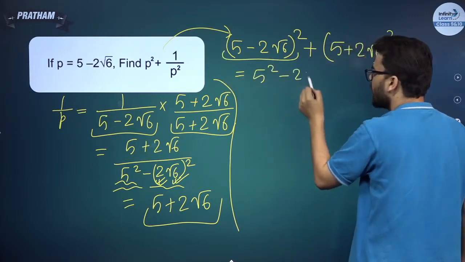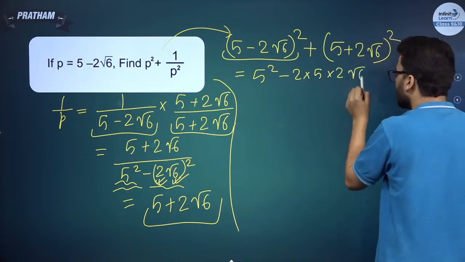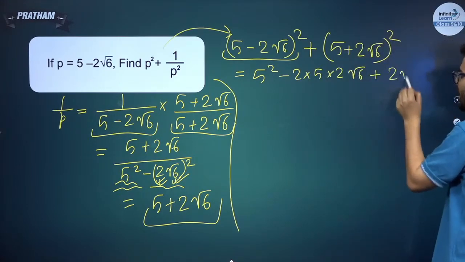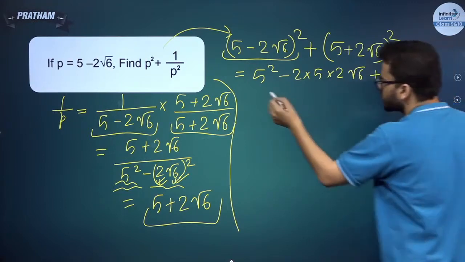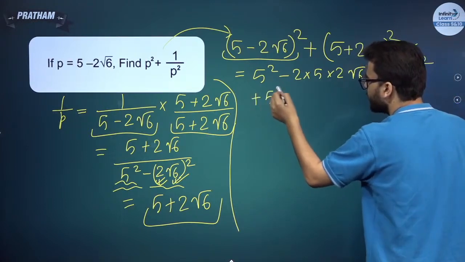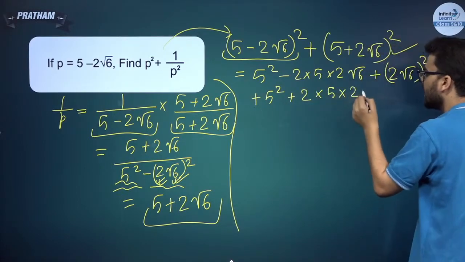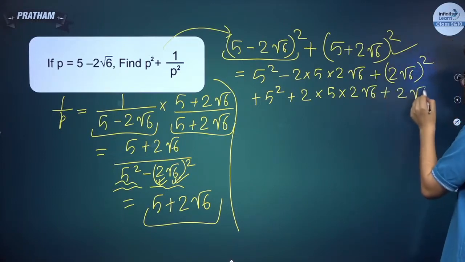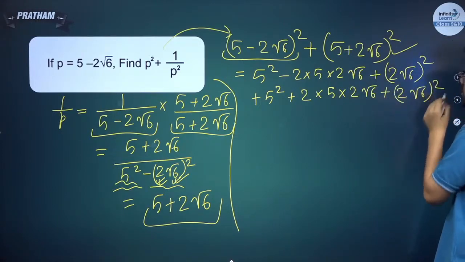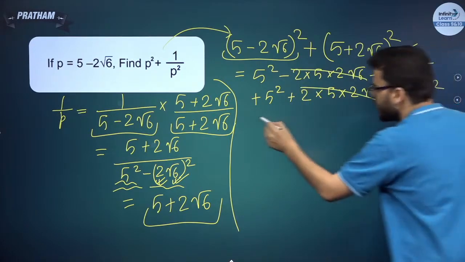So you will get 5 square minus 2 into 5 into 2 root 6 plus 2 root 6 the whole square, correct? In the same manner you can use a plus b the whole square formula over here. So you will get 5 square plus 2 into 5 into 2 root 6 plus 2 root 6 the whole square. I hope that is clear. So you see this thing and this thing will get cancelled out over here, and the answer will be what?